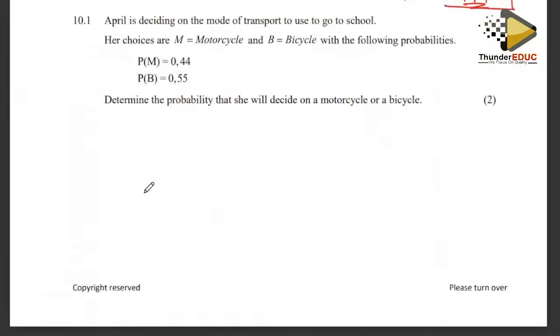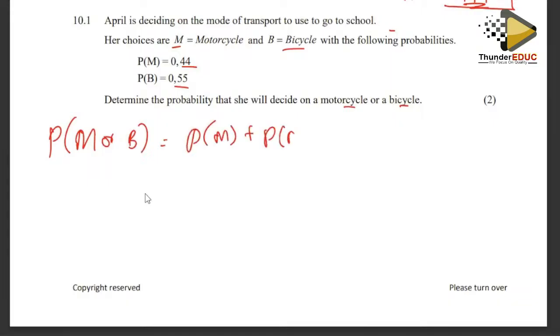10.1. They're telling us that April is deciding on the mode of transport used to go to school. Her choices are a motorcycle and a bicycle. So the probability of a motorcycle is that, the probability of a bicycle is that. Find the probability that she will decide on a motorcycle or a bicycle. So the probability of M or B is going to be the probability of M plus the probability of B minus the probability of M and B. But is it possible to use both?